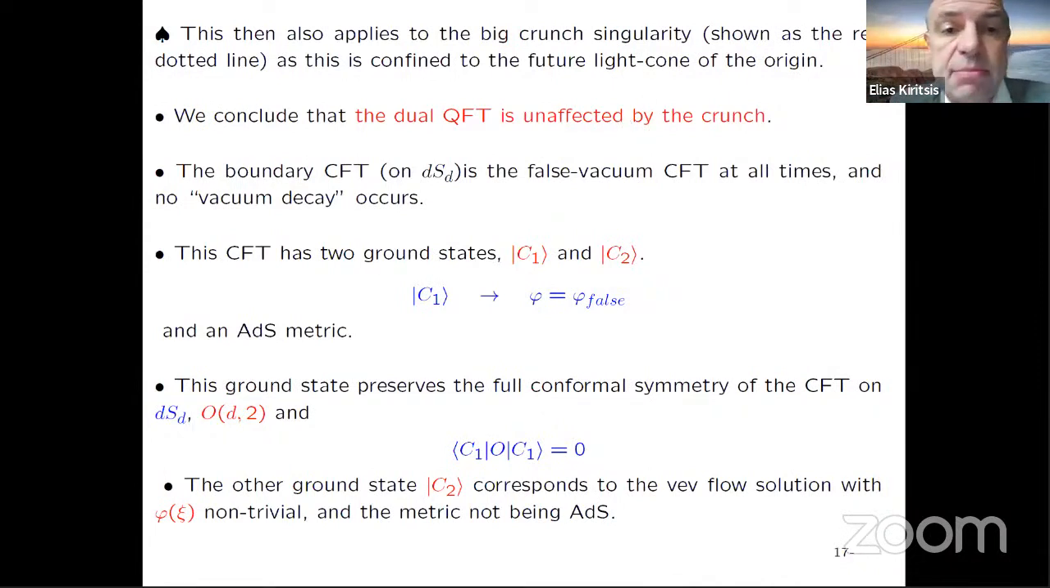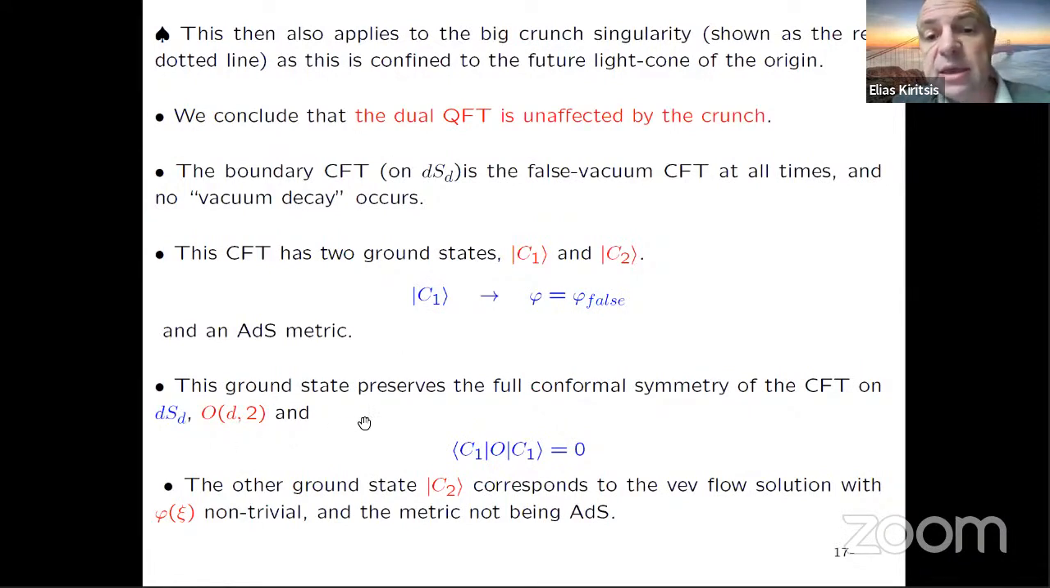Therefore, the boundary CFT is the false vacuum CFT at all times, and in principle, one doesn't see vacuum decay, at least in the way we think in terms of gravity. This conformal field theory, as I mentioned, has two ground states, C1 and C2. C1, in fact, is when phi is sitting at the false vacuum and the interior is AdS.